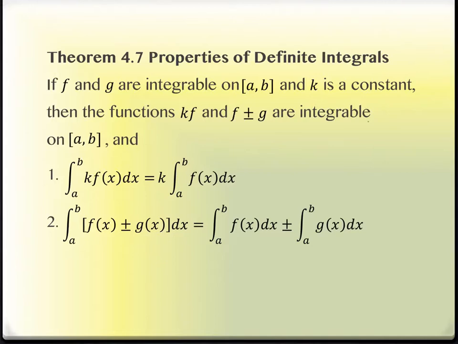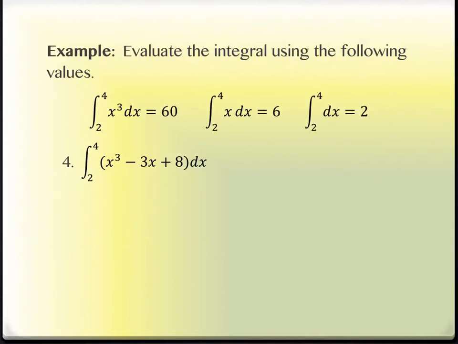So we're not going to talk exactly in this section about how to find any of these quantities in general. That's actually section 4.4. But what we have the ability to do is take some informational pieces. Namely, they're telling us that the antiderivative from 2 to 4 of x cubed dx is 60. The antiderivative from 2 to 4 of x dx is 6.